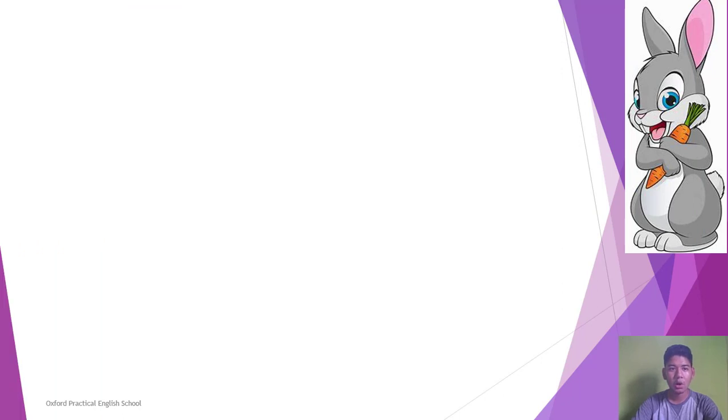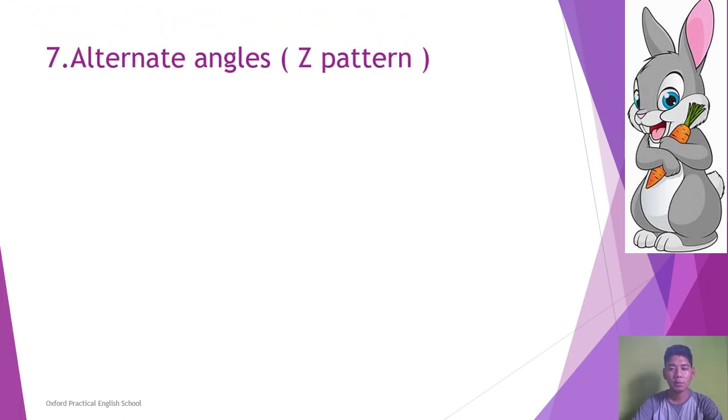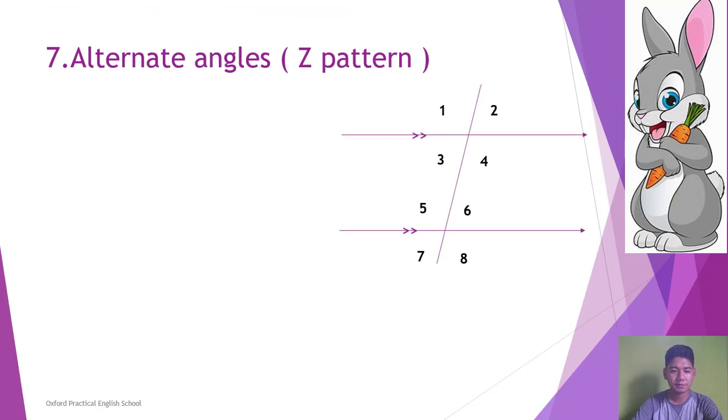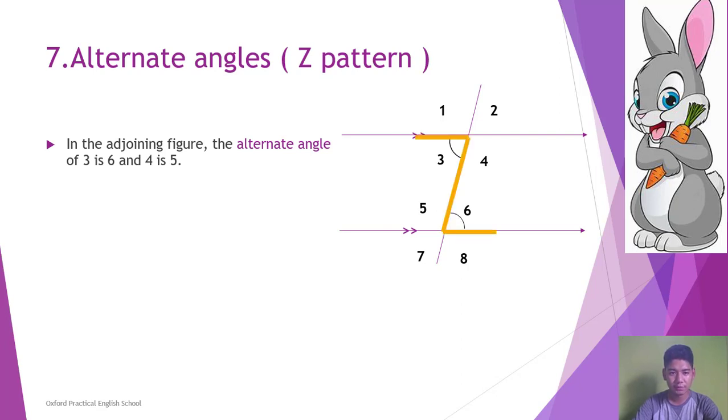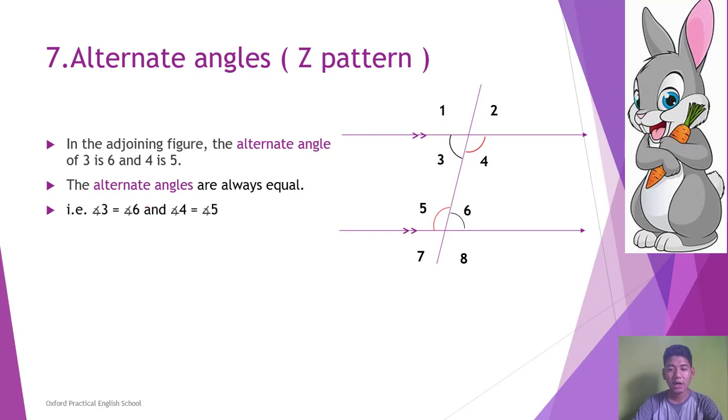Next, alternate angles. They are formed in the pattern of Z. In the adjoining figure, the alternate angle of 3 is 6. Angle 3 and angle 6 are formed in the pattern of Z. And the alternate angle of 4 is 5. They are formed in the pattern of opposite Z. The alternate angles are always equal. That is, angle 3 is equal to angle 6 and angle 4 is equal to angle 5. Alternate angles are in the pattern of Z.